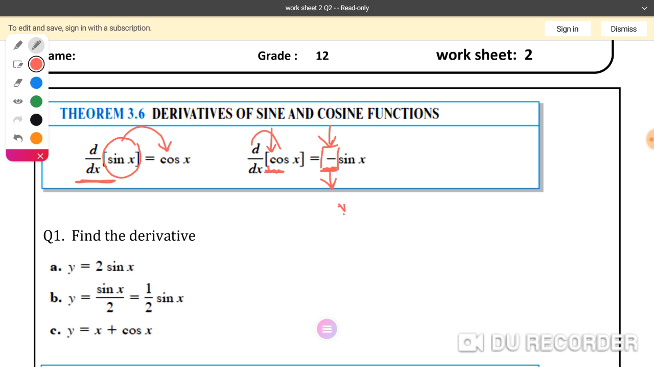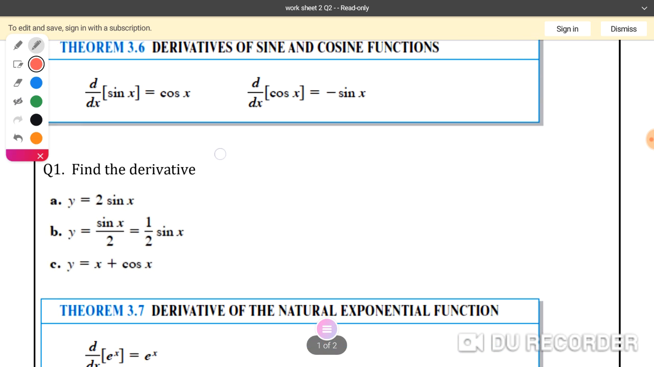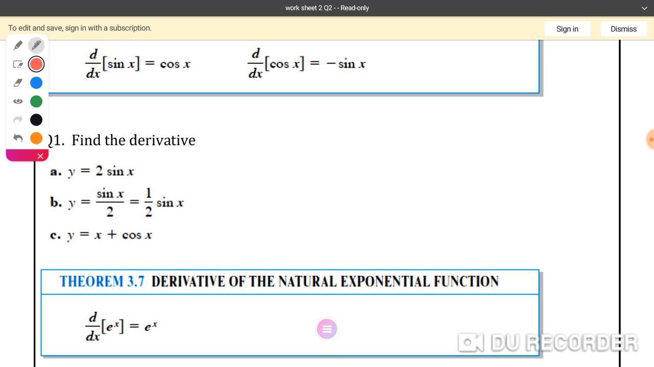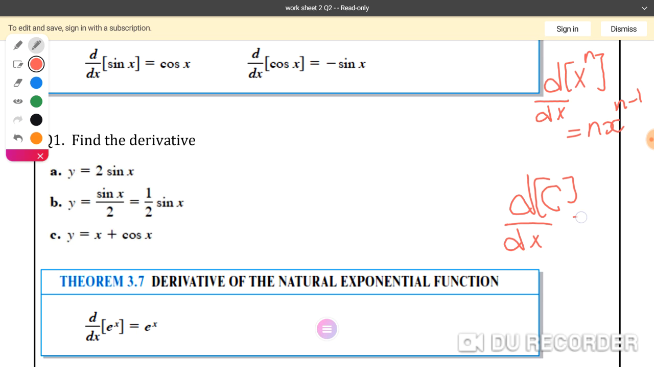Now let's begin to solve the following question. Just apply the rule. Here I have to remind you of some rules. What is the derivative of x to the power n? In this case, as you know, we use the power rule: n x to the power n minus 1. The derivative of any constant function with respect to x, or any variable, will be 0.